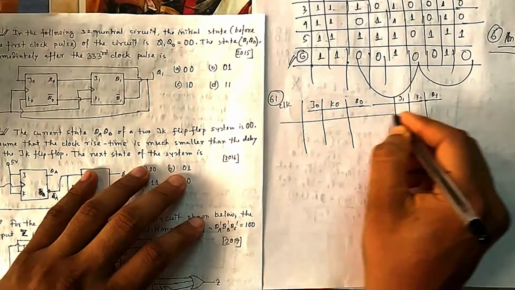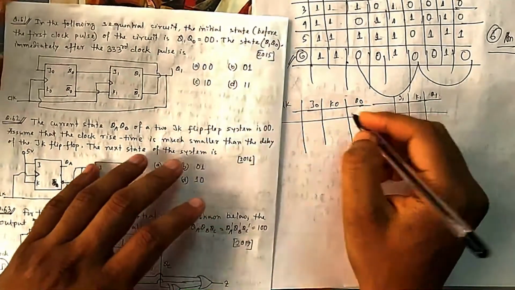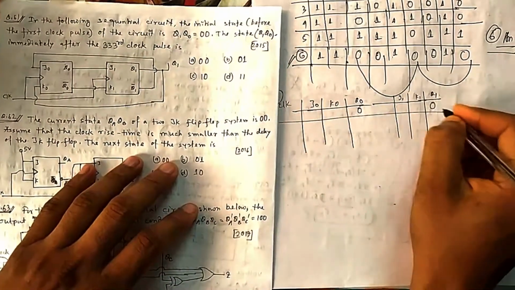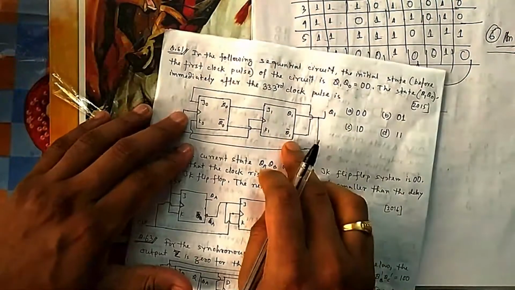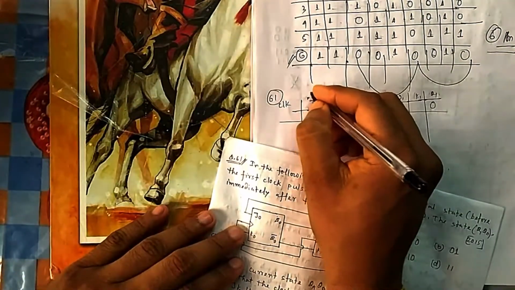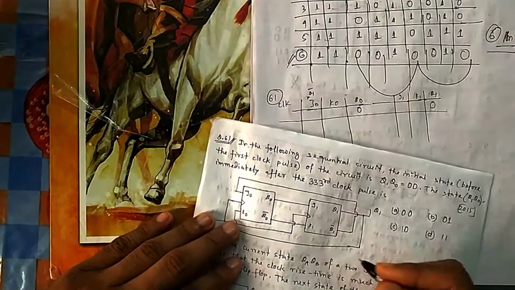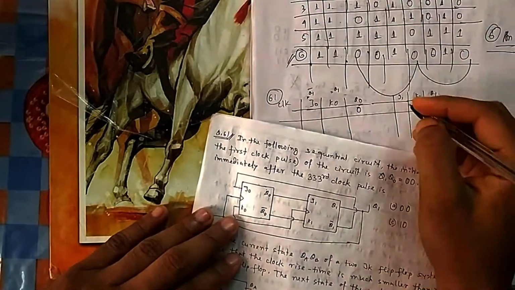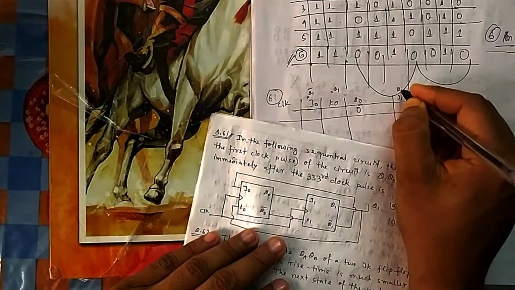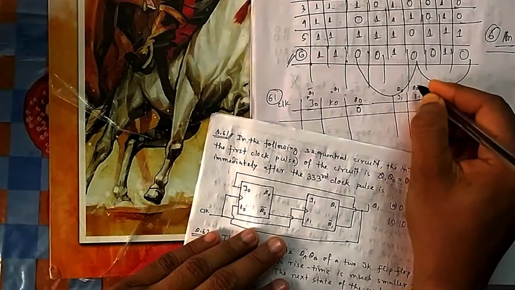Okay, initially I have not given any clock pulse. Let us write the values. So the initial values are 0, 0. What is your J0? J0 is Q1 bar, so you can write it there, Q1 bar. And what is K0? K0 is Q1, so you write it there. So that will be easy for you. J1 is Q0, and K1 is Q0 bar.